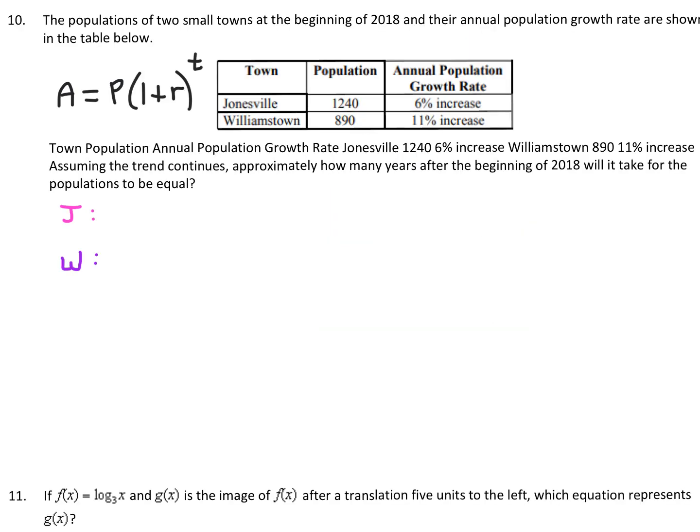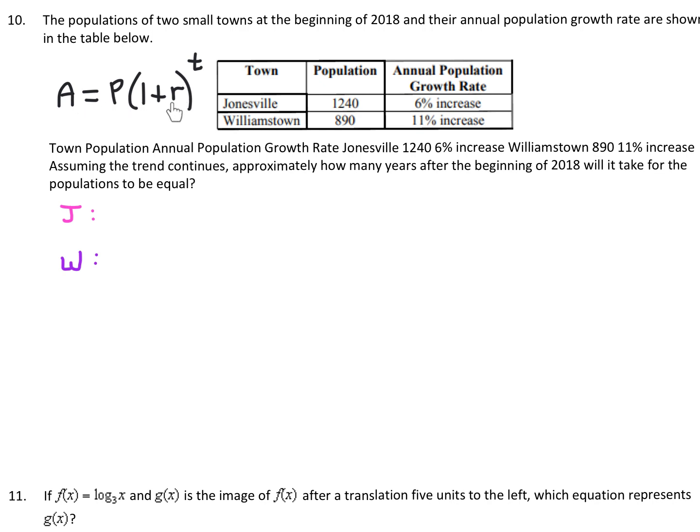Okay, so number 10, we could see from this chart here, right? In the beginning of 2018, the population of Jonesville was 1,240, and its population is increasing by 6% per year, okay? Whereas Williamstown started at 890 in 2018, and it's going up by 11% per year. Now, because there's no compound interest, we're just going to use our regular exponential growth formula.